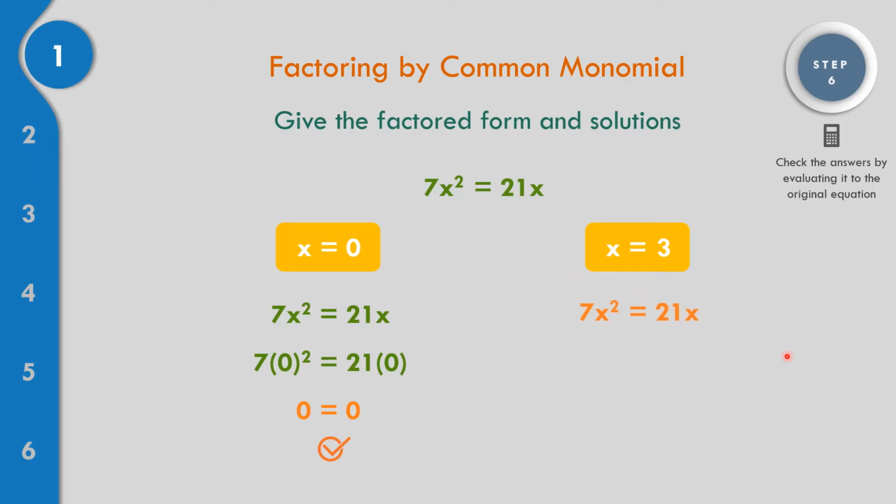How about the second one? We need to replace the value of x by positive 3. So 7 times 3 squared is equal to 21 times 3. 3 times 3 is 9. 9 times 7 is equal to 63. 21 times 3 is equal to 63. So as you can see, 63 equals 63. So the solutions for 7x squared equals 21x are 0 and positive 3.